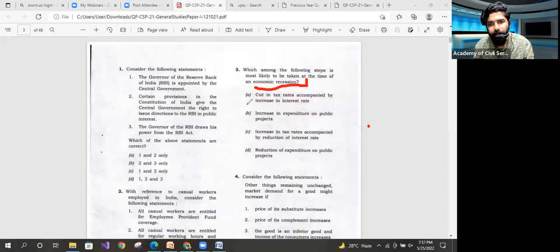So I will read one by one. Cut in tax rate accompanied by increasing interest rate. This is not the right answer. Increase in expenditure on public projects. This could be right. It's confirmed by the other options also.